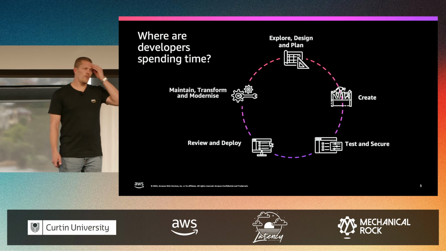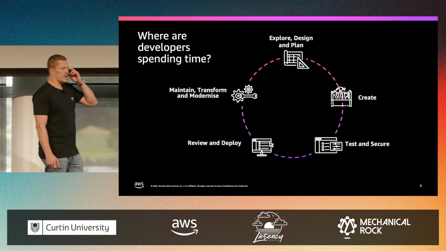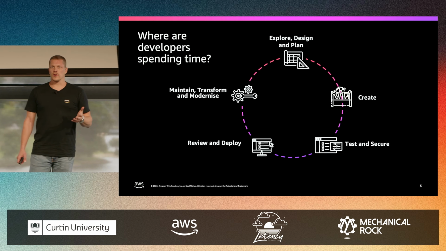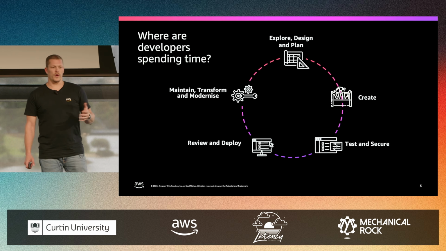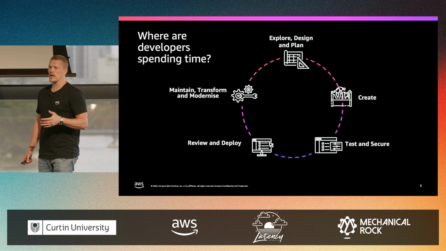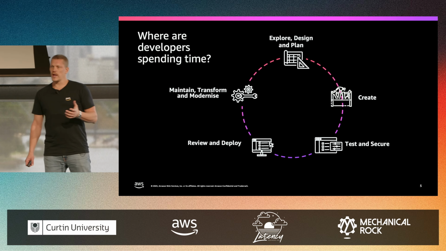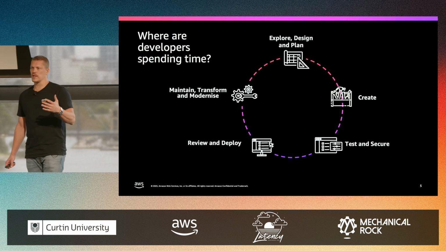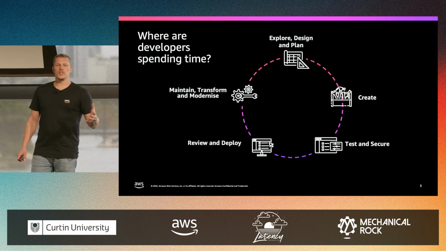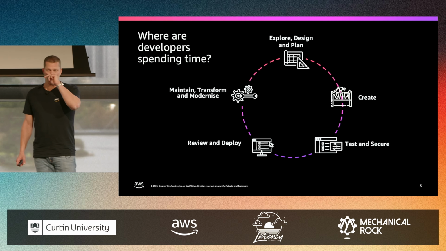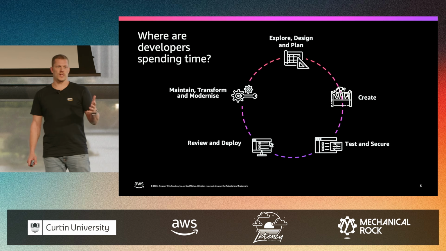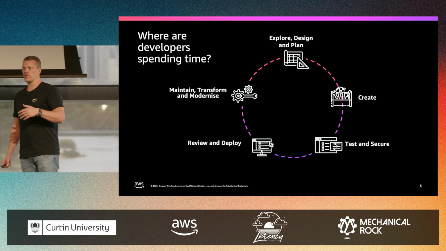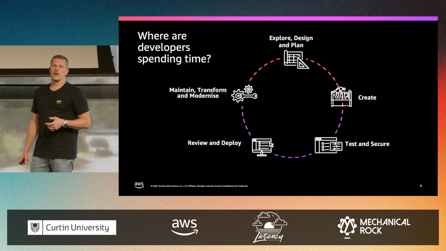And so if we think about where software developers are spending time, there's a few different key areas. And for those of you who are in the game, none of it's a surprise, right? You're exploring, designing, and planning new features, changes to your work, interpreting requirements from Jira tickets and other fun things. You're actually doing the creation work, writing software, making changes, adjusting, testing and securing your software, reviewing code, yours and others' code, and deploying that.